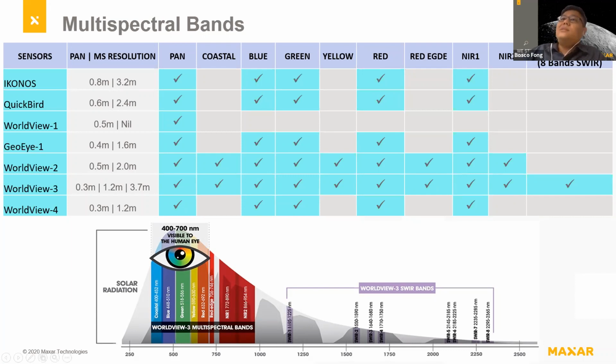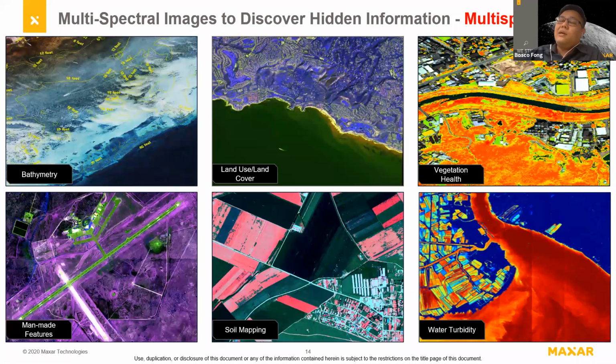So next one, I'll give some examples for the multispectral band. This will enable you to extract some valuable information, also insights that you're not able to see. So it's actually to discover the hidden information from the image. Some examples here.